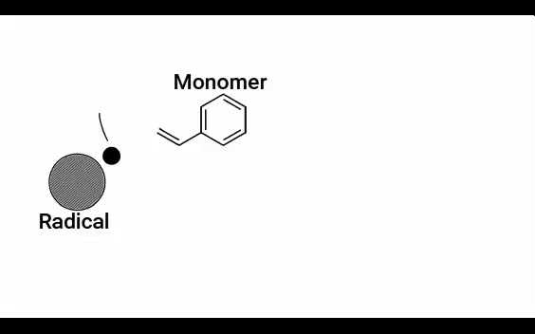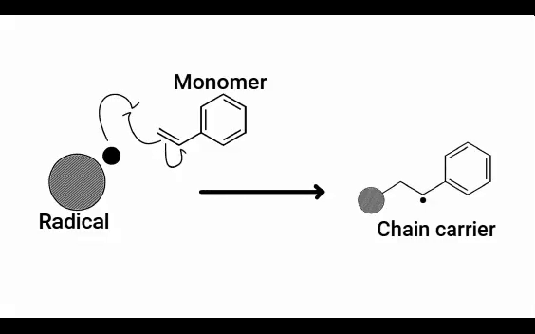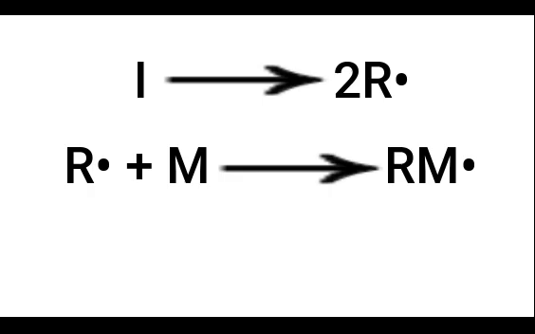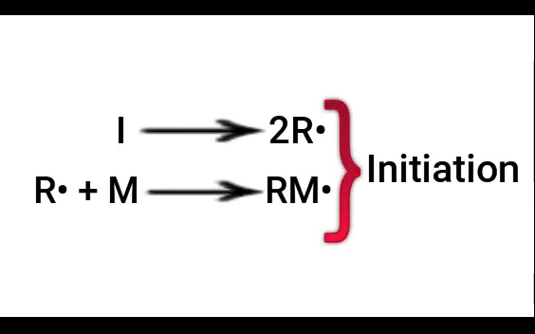The radical can then undergo a radical addition reaction with a monomer. In free radical polymerization, the monomer contains a vinyl group. This creates a new radical, called a chain carrier, here denoted by Rm. Both of these reactions make up the initiation step.